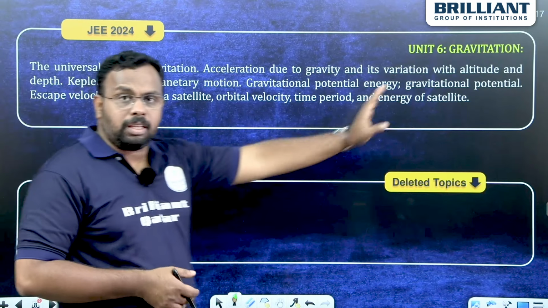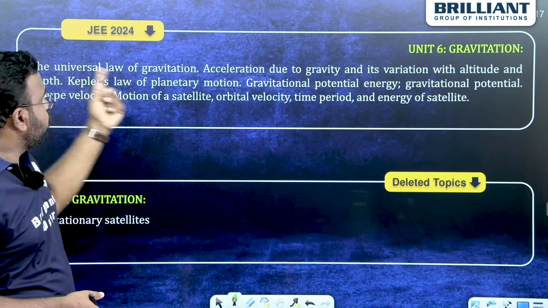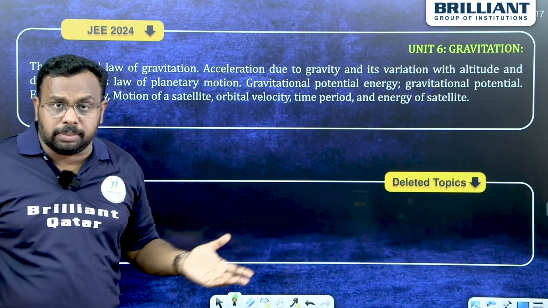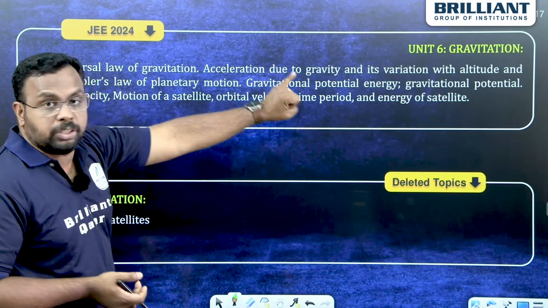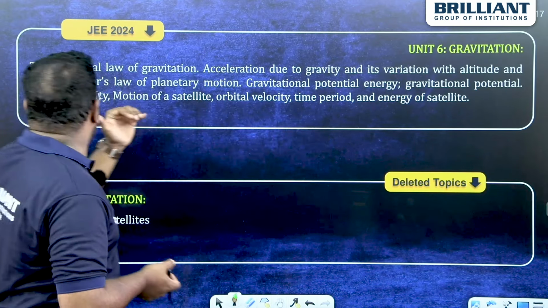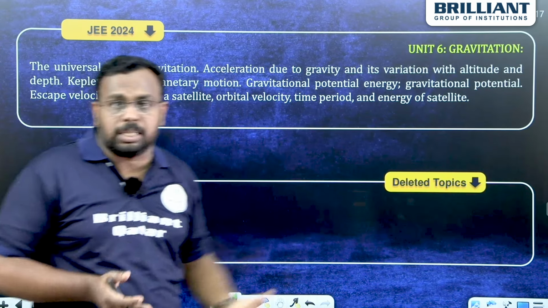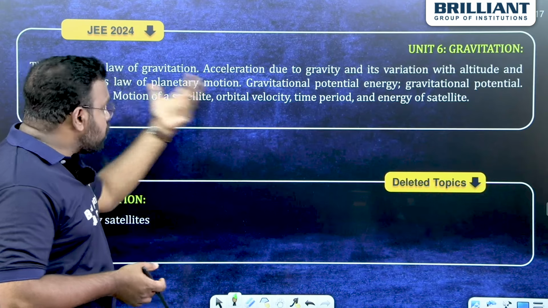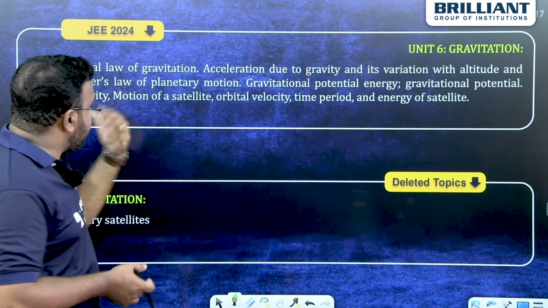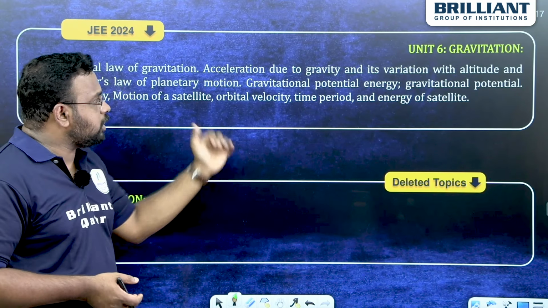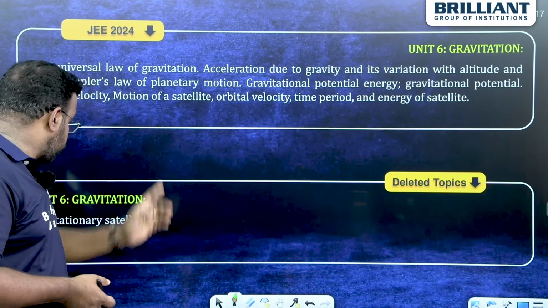Next, gravitation. Yes, gravitation, you can check the topics. The universal law of gravitation, you know that, and that's a very important formula: F is equal to G m1 m2 by r square. Acceleration due to gravity and its variation with altitude and depth. How g varies with height and with depth, you know the formulas, important. Kepler's laws of planetary motion, gravitational potential energy, gravitational potential, escape velocity, motion of a satellite, orbital velocity, time period and energy of a satellite. These are the topics which are included.